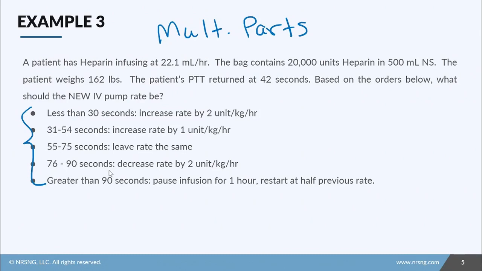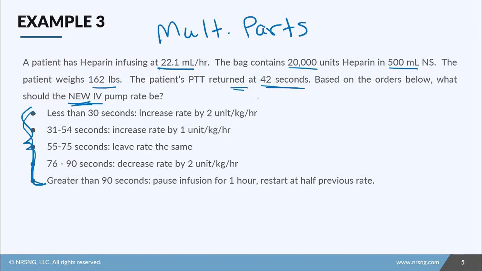A patient has heparin infusing at 22.1 milliliters per hour. The bag contains 20,000 units of heparin and 500 milliliters of normal saline. The patient weighs 162 pounds. The patient's PTT returned at 42 seconds when we tested it. Based on the orders below, what should the new IV pump rate be? So what we're having to do is determine where we're at, determine where we need to go based on the order and this lab result, and then determine the new rate.